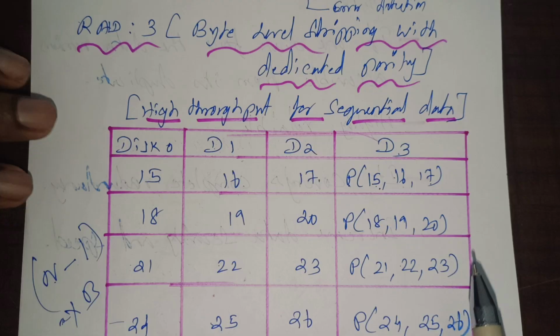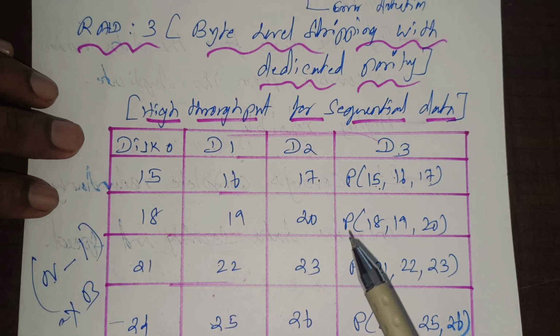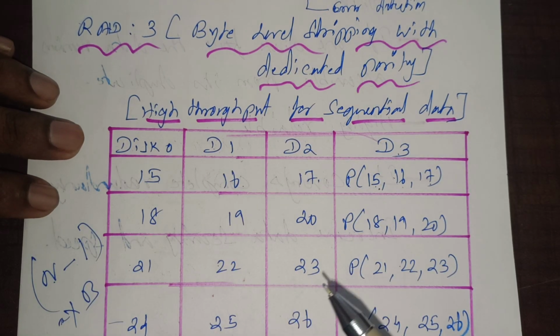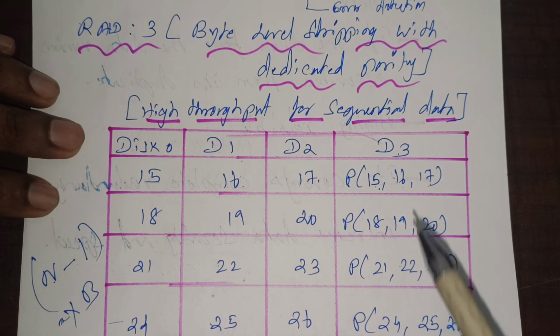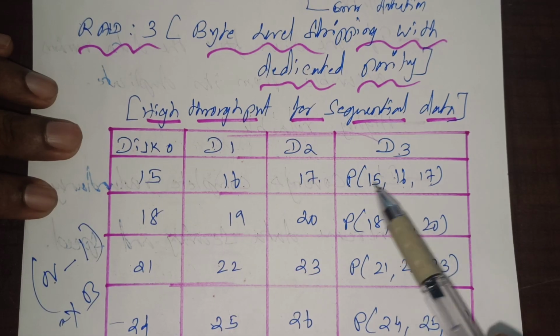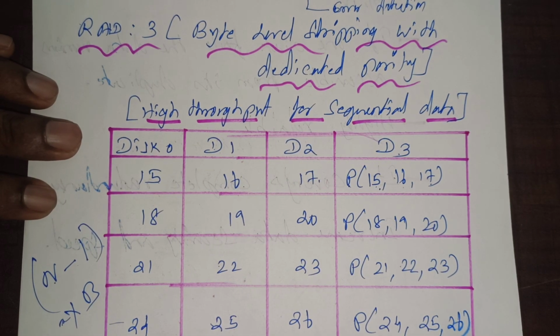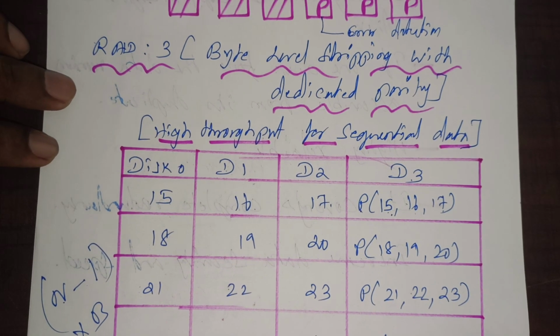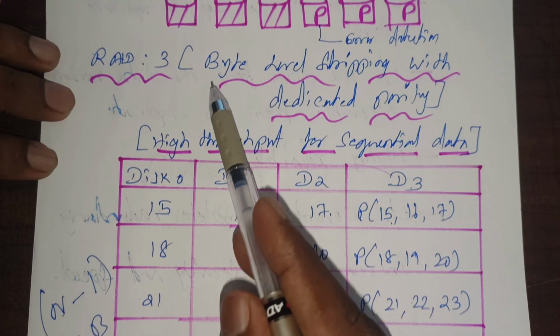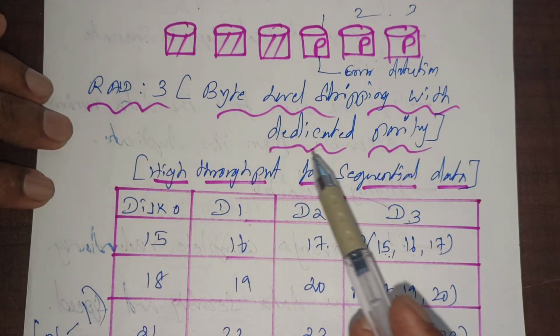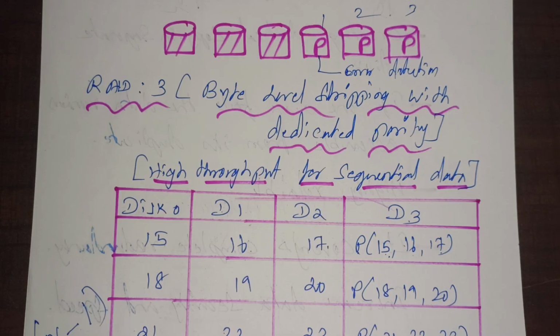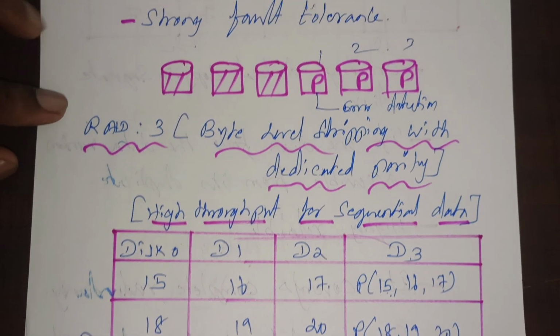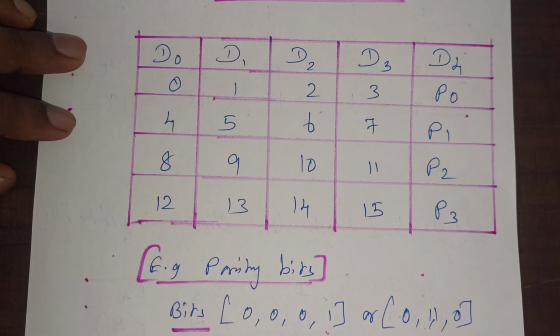In this case, with smaller size files, it may perform very slowly because of the data access and the parity bit checking. So it may require a high performance database structure for very speedy access. That is how this RAID number 3, byte level striping with dedicated parity, works. I hope you understand how this RAID is actually working.